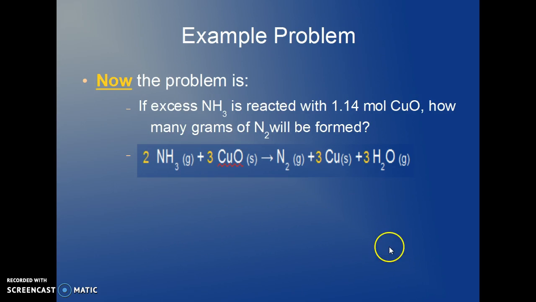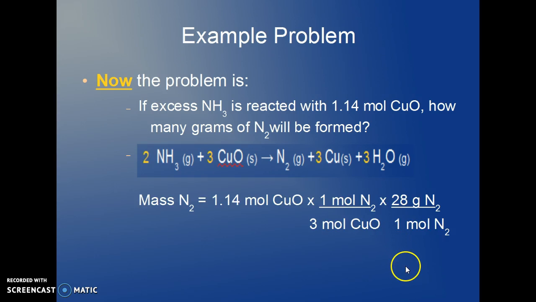Now the problem becomes, if excess ammonia is reacted with 1.14 moles of copper-2 oxide, how many grams of nitrogen gas will be formed? This is a problem like those you've seen before. So we solve for the mass of nitrogen. Well, we go with 1.14 moles of our limiting reactant, copper-2 oxide. We look at the balanced chemical equation and we see that we would have 1 mole of nitrogen produced from 3 moles of copper-2 oxide. So we write that ratio down here.